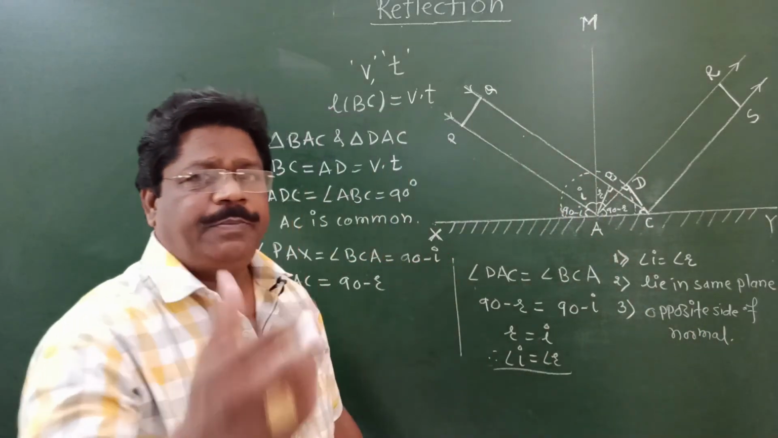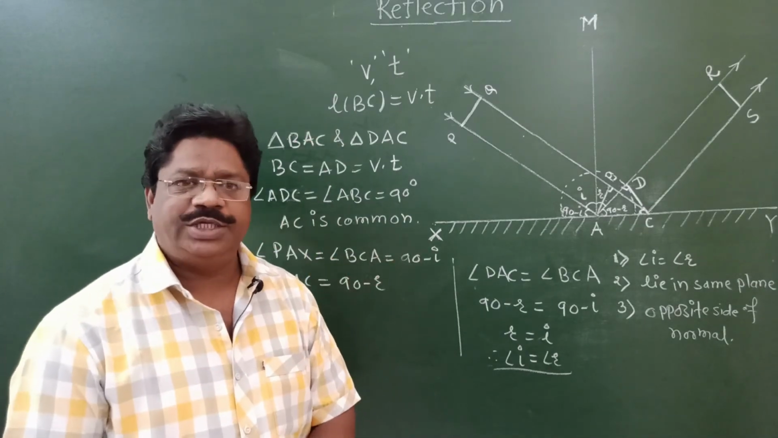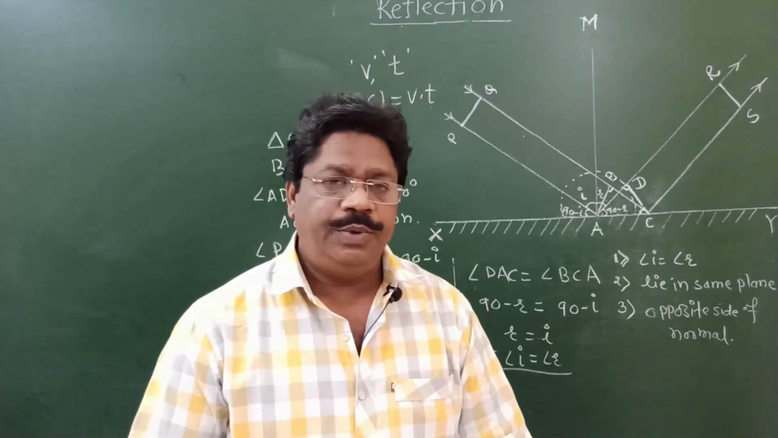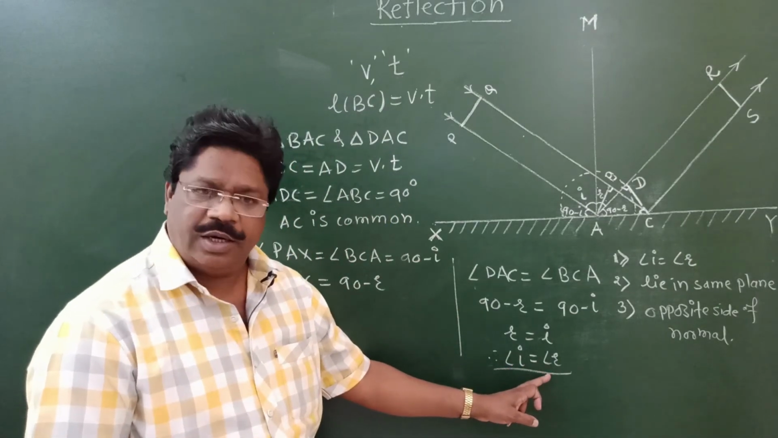Normal means perpendicular to the reflecting surface, and thus this is about the reflection of light, and we can prove that the angle of incidence is equal to the angle of reflection.